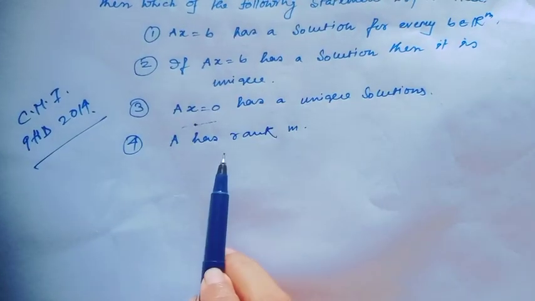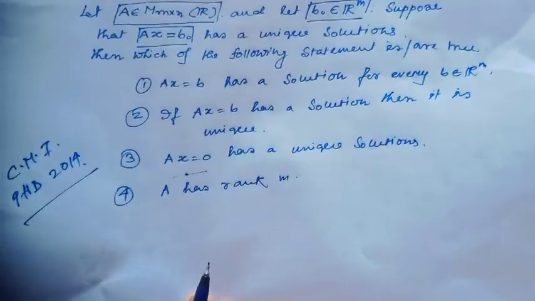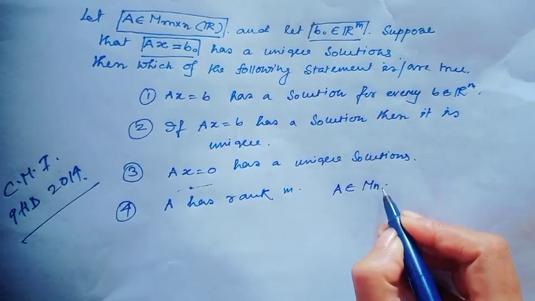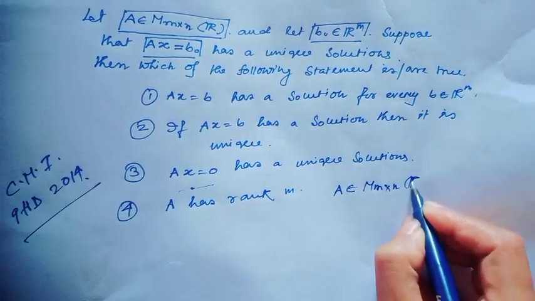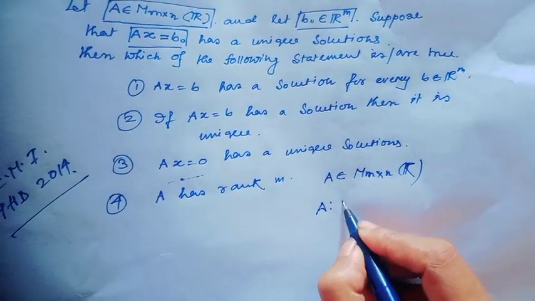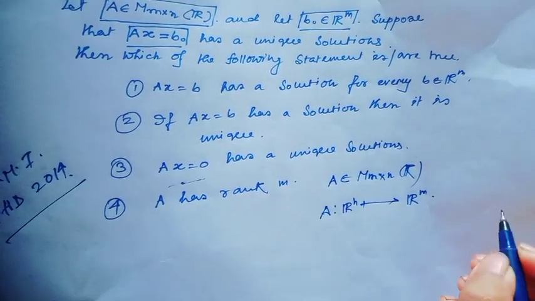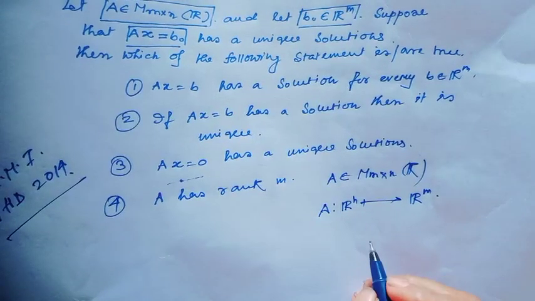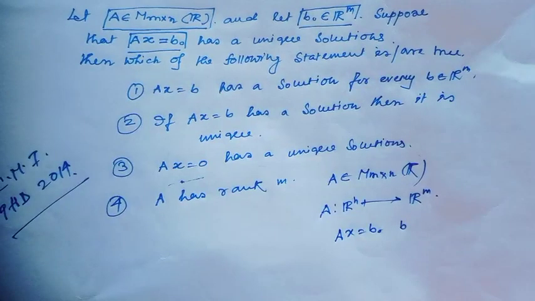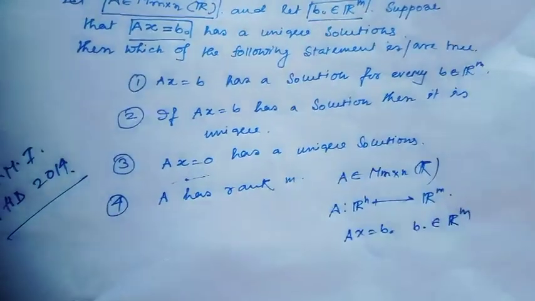And option 4 implies A has rank m. Notice here A is an m cross n matrix over the field R. That means obviously there exists a linear transformation A from Rn to Rm. And there exists a solution of Ax equal to b naught, where b naught is not all b. Here b naught is a particular vector of Rm.